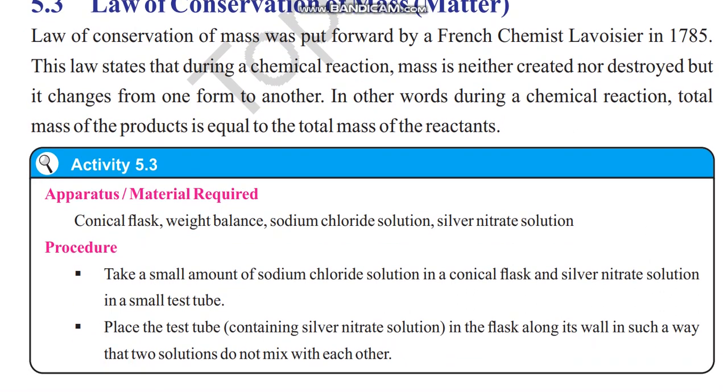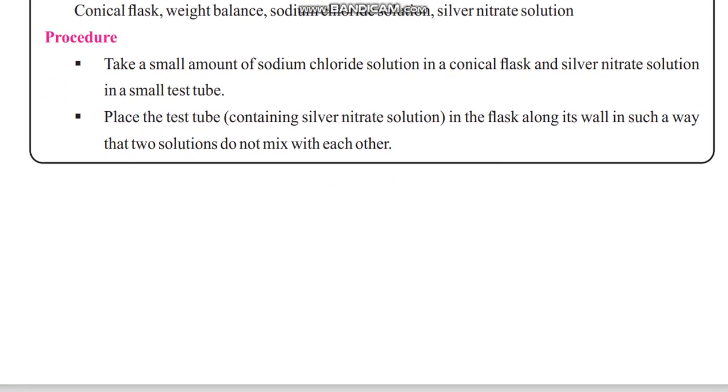So here we have a small activity which you can do yourself. The apparatus and material required: conical flask, weight balance, sodium chloride solution, silver nitrate solution. Procedure: take a small amount of sodium chloride solution in a conical flask and silver nitrate solution in a small test tube. Place the test tube containing silver nitrate solution in the flask along its wall in such a way that the two solutions do not mix with each other.